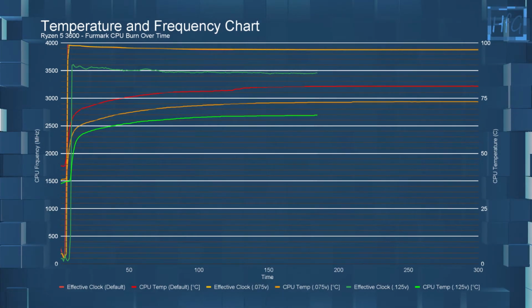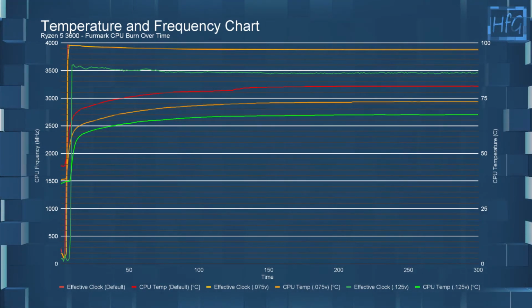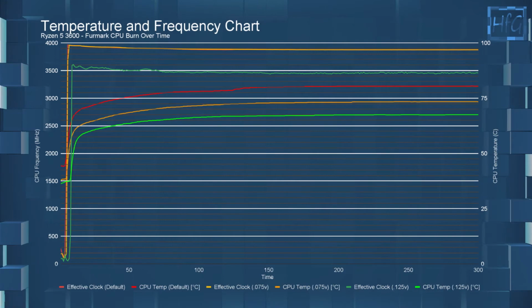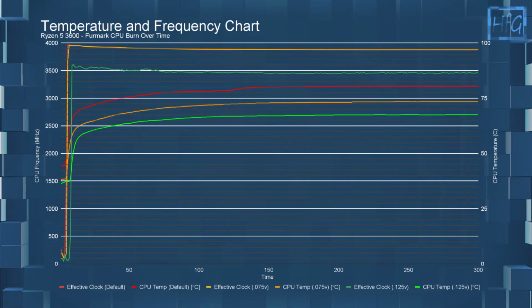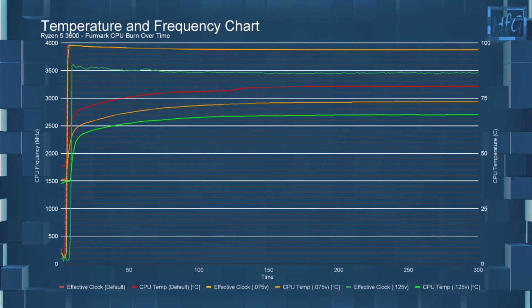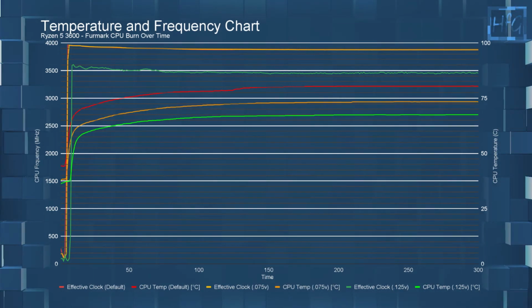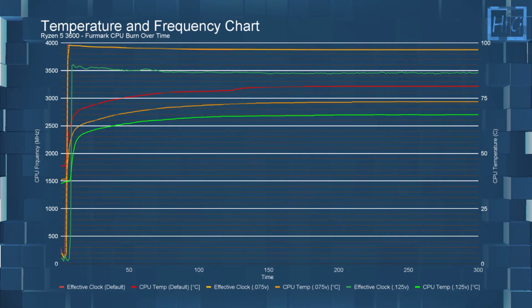Now with the 0.125 offset, the average effective clock was much lower than the default setting, but the temperature only topped out at 67.5 Celsius. So still quite a temperature drop. Now this is kind of bringing me to the whole thing of, in some situations, it might be worth losing that performance for the extra temperature drop. Of course, this will depend on your situation and how you're wanting to use your system, but it could possibly be worth it for some people to actually undervolt to a point that it's losing performance. But it really does come down to your situation.